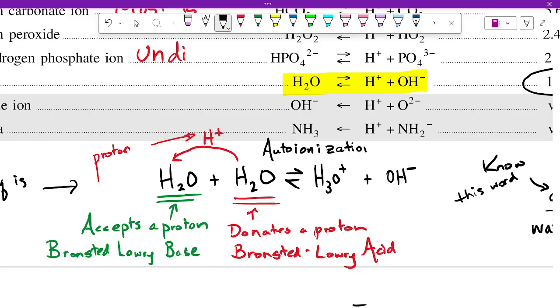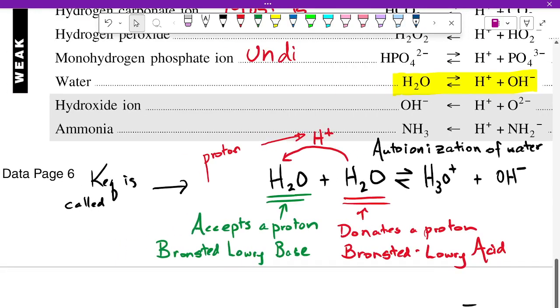What does auto mean? By itself. Okay, if you're on autopilot, the plane or the car will drive itself. Yes? What does ionization mean? To turn into ions, which will be an electrolyte because an electrolyte contains ions. Okay, so we have the autoionization of water. Water ionizes with itself. What do we call the Keq for that process? Kw.